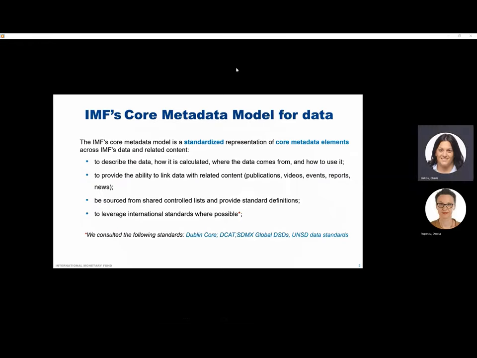The core metadata elements for the statistical data should not only describe the data and how the data is sourced and used, but also we need it to link the data with the related content. And the most challenging part was to ensure that we have common definitions and common control vocabularies across the IMF. This work is being carried out in close collaboration with the Knowledge Management Unit, which manages the institutional control vocabularies. Of course, whenever that's possible, we are trying to leverage international standards.